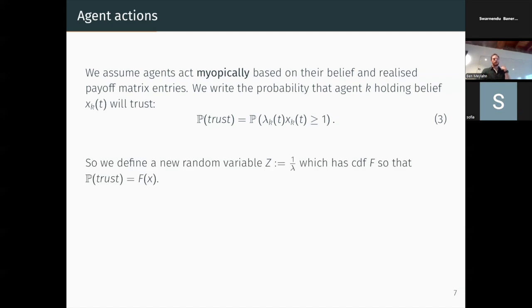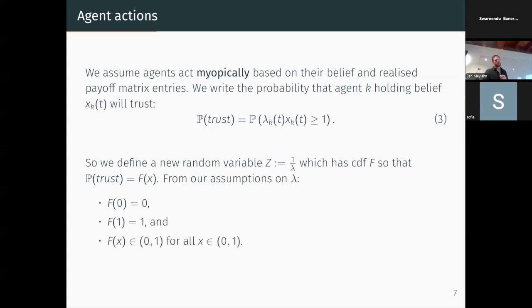Okay, so we've got this probability that I place the trust action given that my belief is X. But we can rearrange this. So we define a new random variable Z, which is 1 over lambda. And this will have CDF, cumulative distribution function F, such that the probability of placing trust is equal to the CDF at X, right? We do this for convenience. So we don't actually think about the distribution of lambda. We think more about the distribution of 1 over lambda. And from our assumption on lambda, at 0, the probability of trusting is 0. At 1, the probability of trusting is 1. And in between is in between. Yeah? Okay.